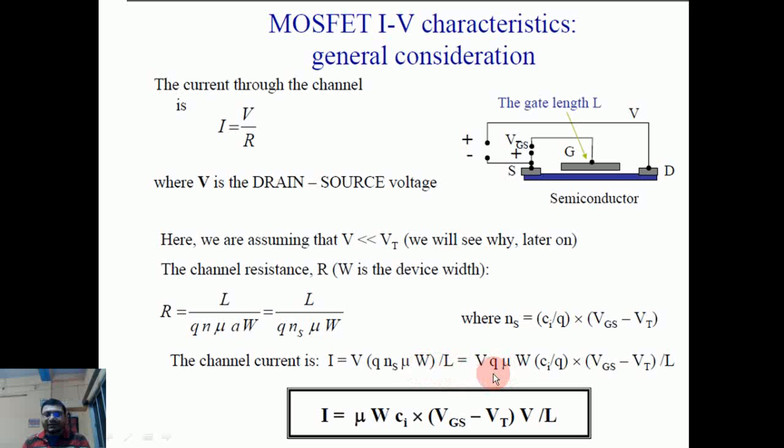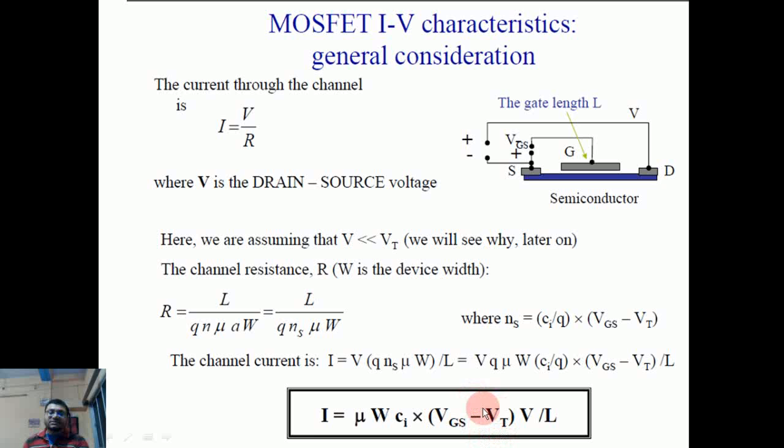If we simplify it, it becomes V mu W Ci upon Q, where Ci is the gate capacitance of the channel, and Vg minus Vt divided by L. So with the help of this simplification, the drain current I is mu W Ci into Vg minus Vt into V by L. V is the total voltage applied across the drain to source, and Vg is the gate voltage. Vt is the threshold voltage.